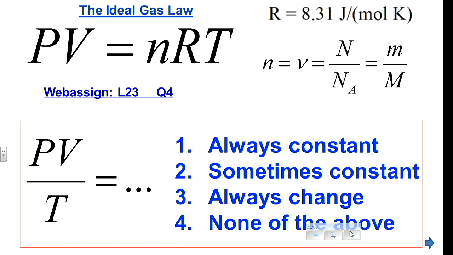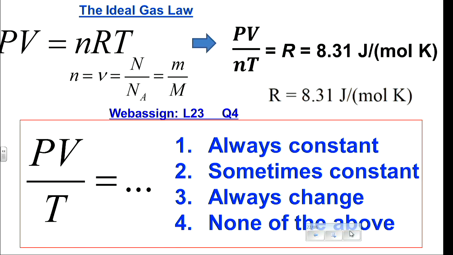So I can do some algebra. For example, I can rearrange this expression, and this fraction PV over NT should be equal to 8.31 for any gas, at any temperature, at any pressure, in any volume, always constant. But that's not what I'm asking you about. I'm asking you about this. What do you think about this ratio? Would it be always constant?